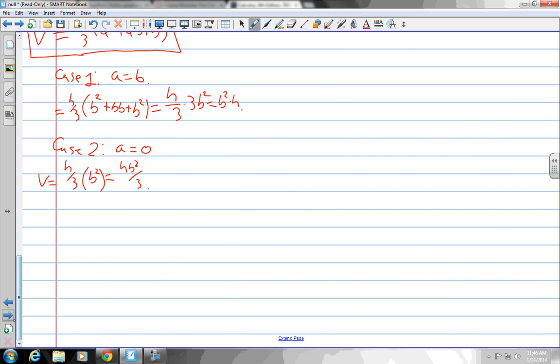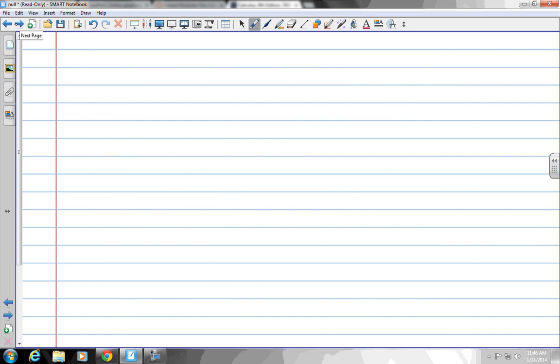Cool. All right, so let's try this problem. Going back to rotating things a little bit, y equals 0, so the region bounded by that, rotate around the y-axis.